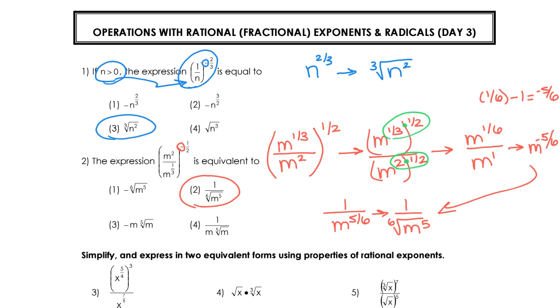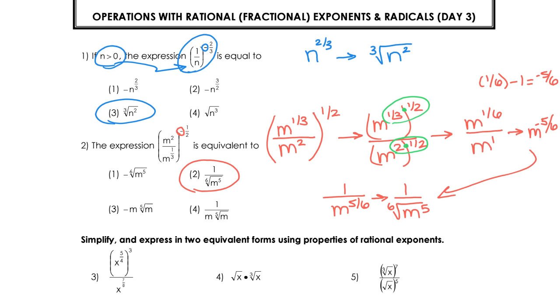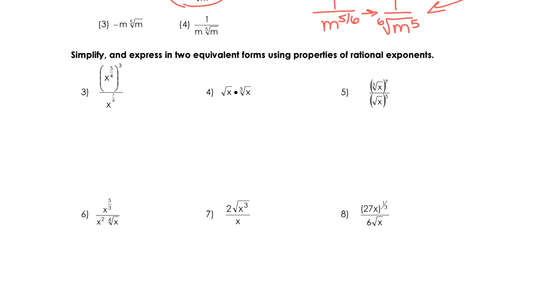All right, let's take a look at some of these other ones down here. It says simplify and express in 2 equivalent forms using properties of rational exponents. All right, so in number 3, we always want a cleaned up top and a cleaned up bottom before we do any dividing or subtracting of the exponents. So in number 3, hopefully you guys see that that's an exponent raised to an exponent, and we're going to go ahead and multiply them.